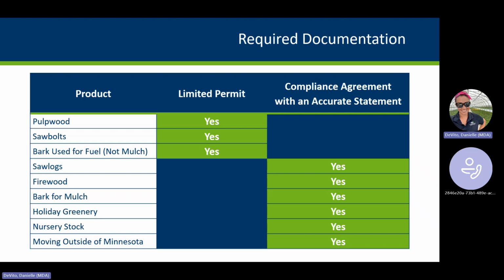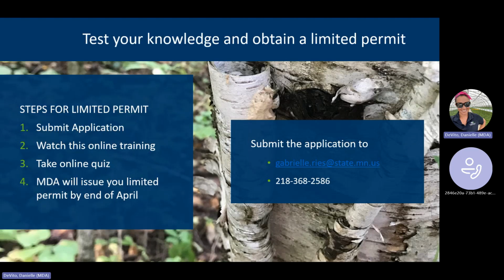Hopefully that was enough pause so you could quickly snap a picture if needed. You may want to take a picture of this as well. To receive your limited permit from the MDA, this is a three-step process. Since you made it this far in the training, you have completed one of those steps. You must now submit an application to Gabrielle Reese, listed here on the screen, and complete a short quiz to test your knowledge. The application and link to the quiz are posted on the website, and you should have received them in an email. You may want to keep your phone out to take one additional picture of contact information.